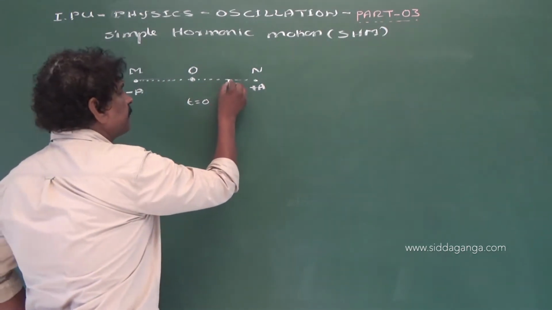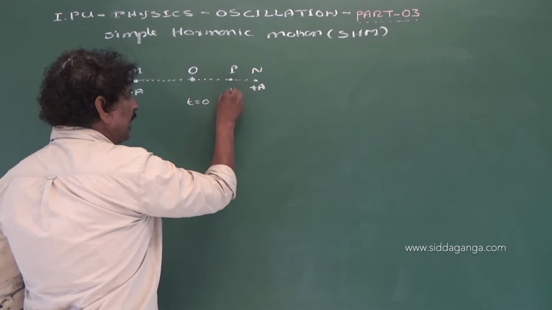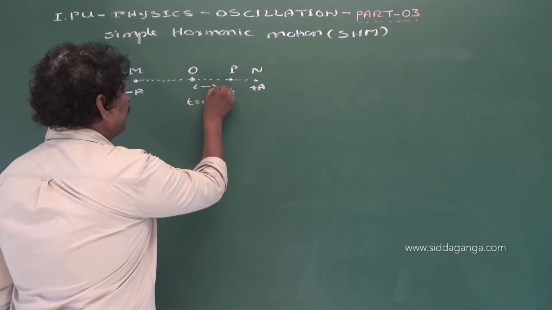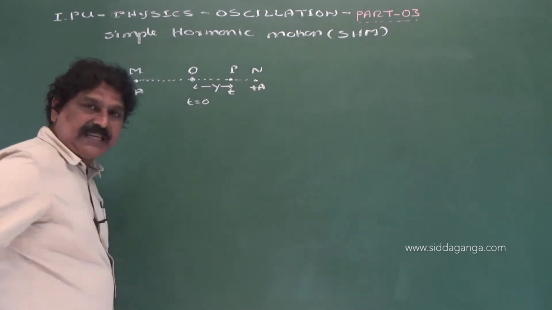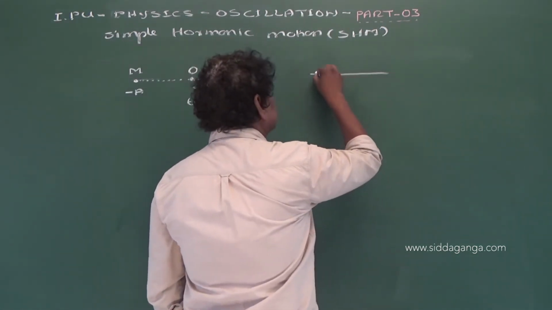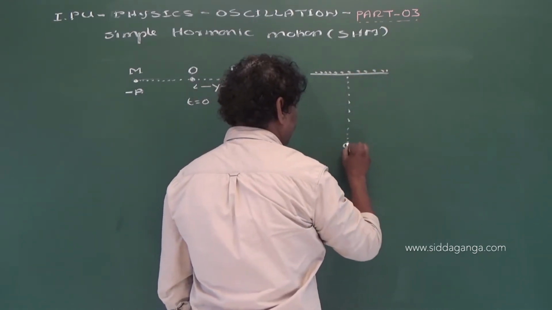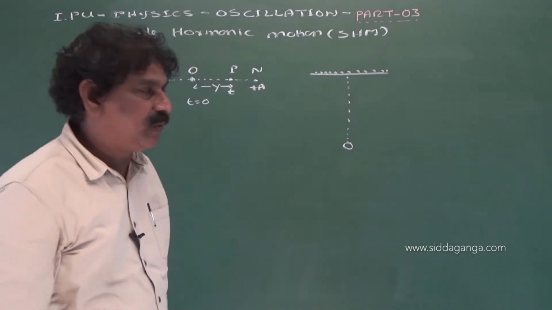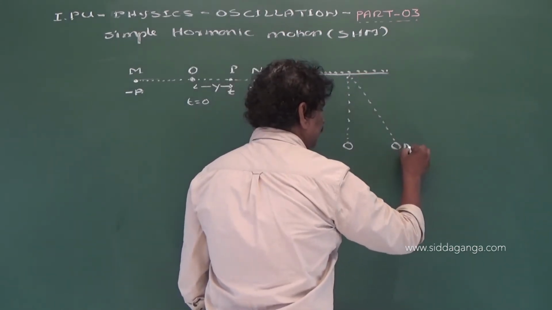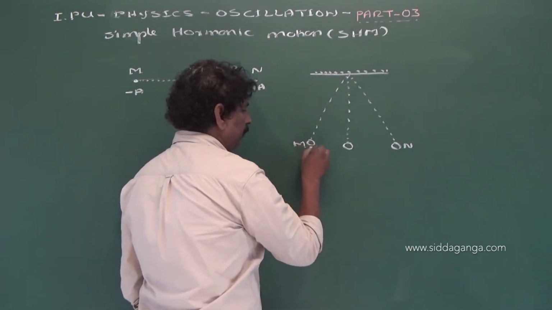Now suppose P is the position of the particle at any instant of time during its oscillation, let y be the displacement. Now to understand this one, let us consider a simple pendulum, with mean position O and two extreme positions N and M.